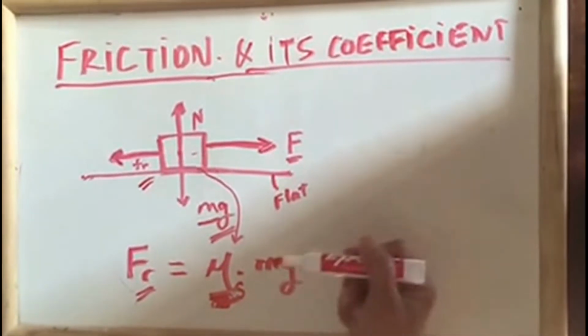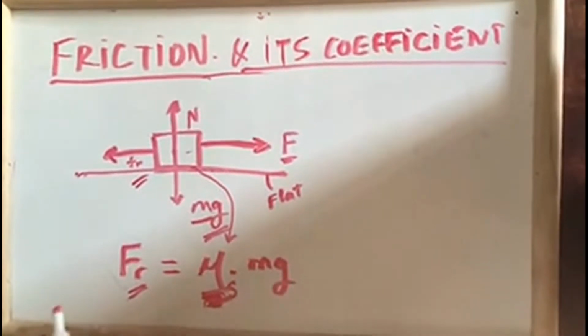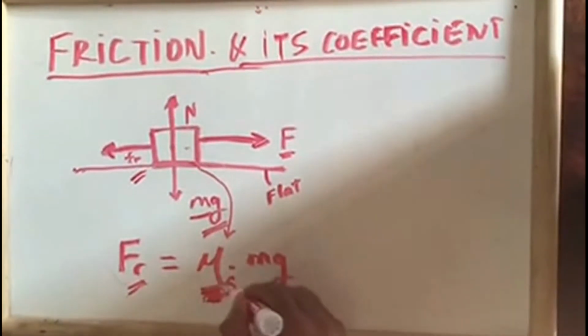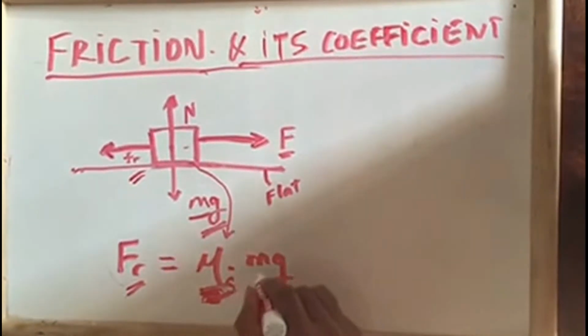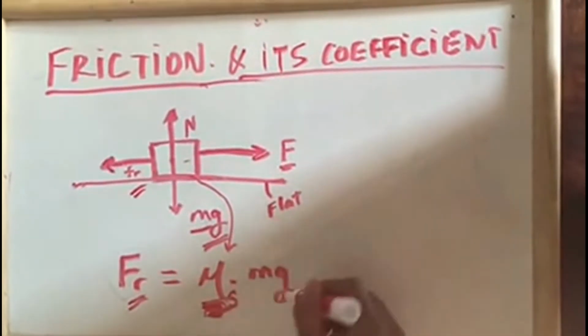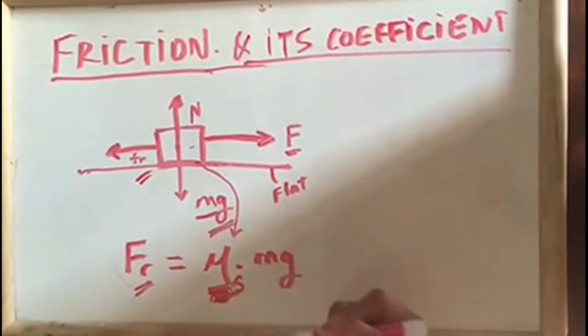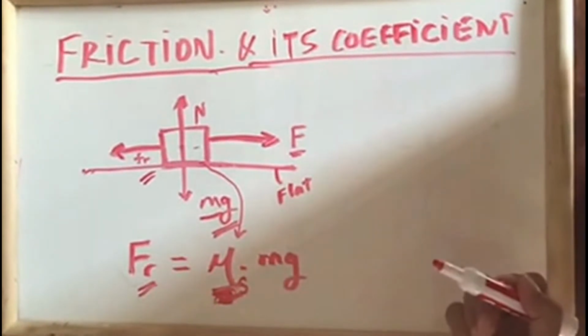So how do we calculate it? Here's an equation for that. The frictional force is equal to mu s times the normal force, which is mg in this case. Mu s is called the coefficient of static friction.